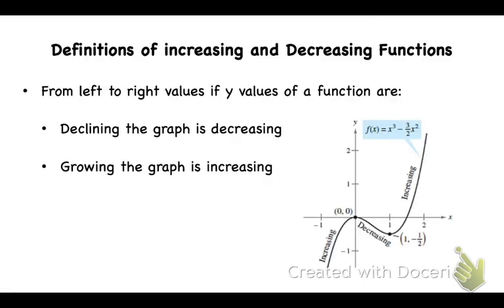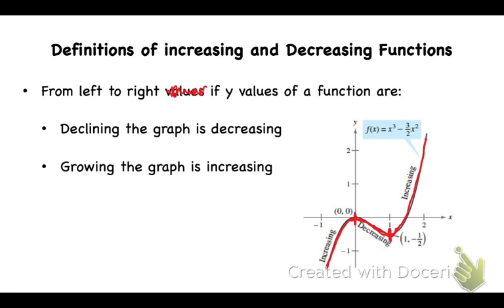Okay, the definition of increasing and decreasing of a function, just so we are clear. From left to right, if y values of a function are declining, then the graph is what? Decreasing. Okay? If from left to right, the y values are growing, the graph is what? Increasing. We know this. We have a point at which a graph is neither increasing or decreasing, which would be called a relative min or max, correct?